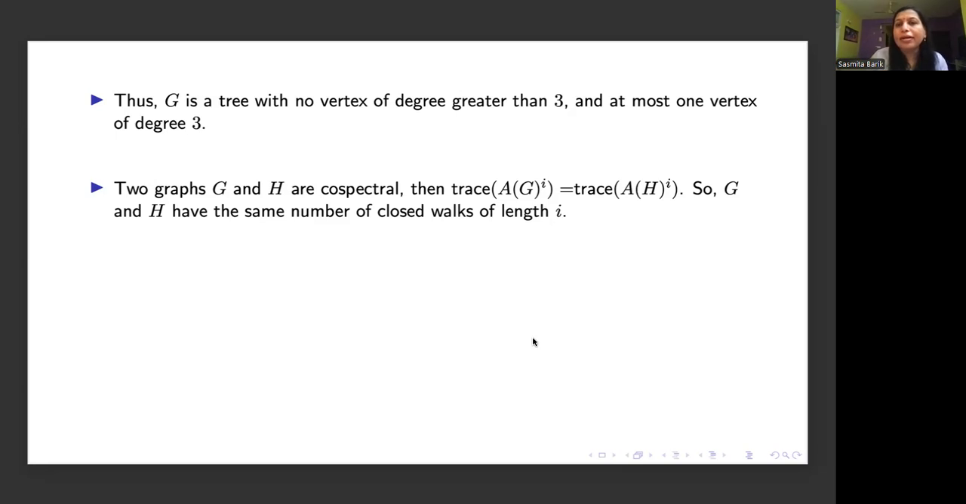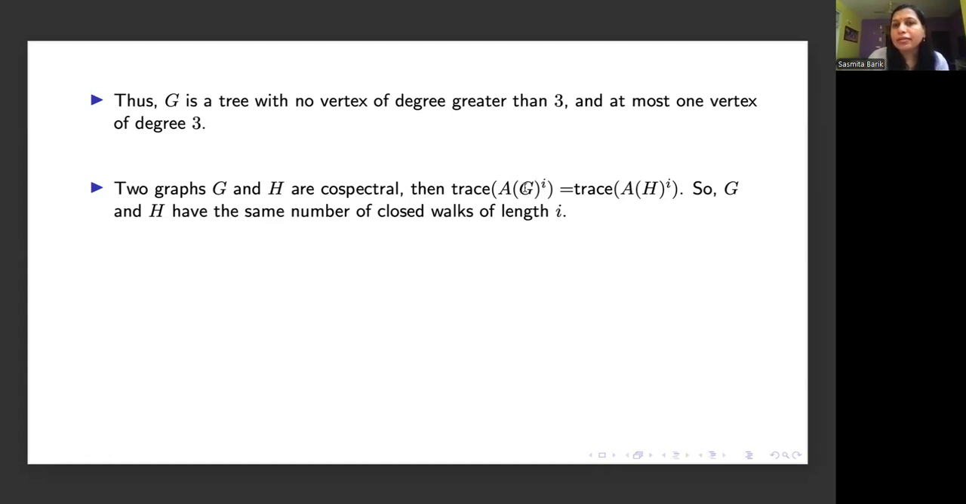So the first diagonal entry of A(G) to the power i is nothing but the number of closed walks of length i from vertex 1 to 1. Similarly, all the entries are computed. So if I'm looking for the trace of this matrix, then this is nothing but the number of closed walks of length i from every vertex to itself. So that sum has been calculated, and that should be the same because both the graphs are co-spectral.